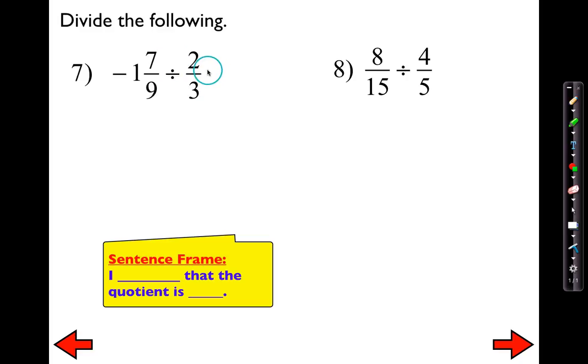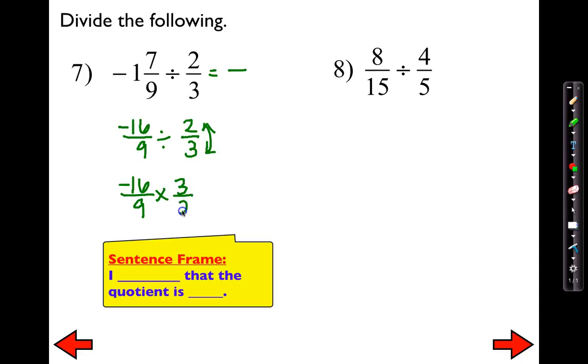Okay, so let's see how well we did. Again, if I were you, I would decide right now, is my answer negative or positive? Well, it's a negative divided by a positive, so that's going to be negative. I'm going to turn this into an improper fraction, which is going to be negative 16/9 divided by 2/3. Now, dividing by 2/3 is essentially the same as multiplying by the reciprocal of that. So I'm going to go ahead and put negative 16/9 times the reciprocal of this, which is 3/2.